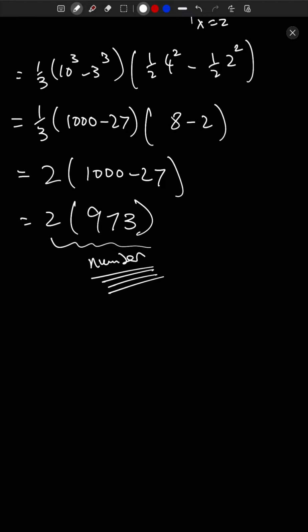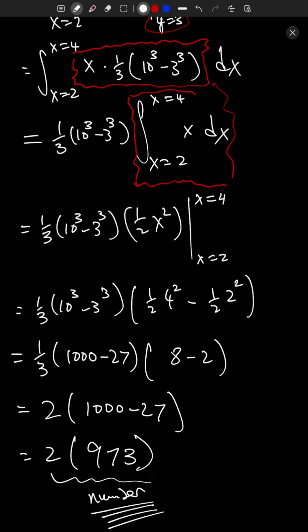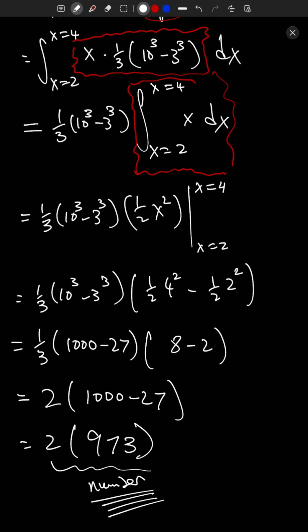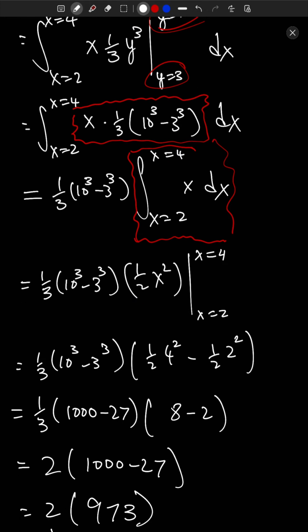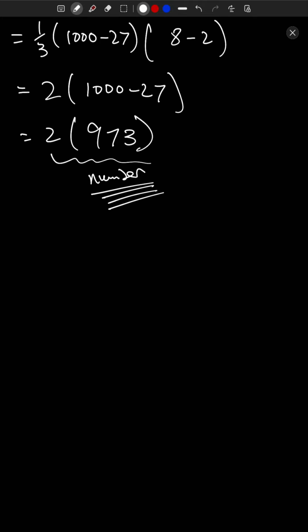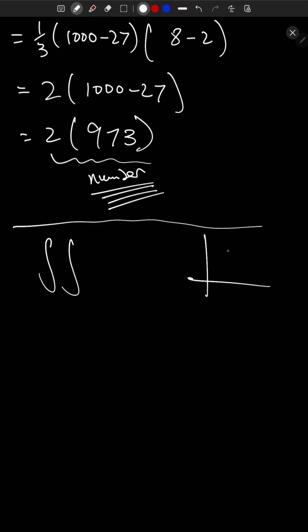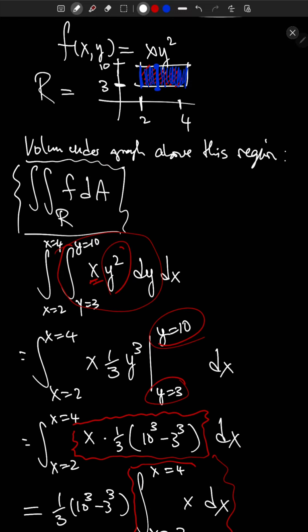In fact, with this function, everything was above the xy plane because it was just the function xy squared. But you always keep in mind that it could be legal for this to be negative. If we had done it the other way, we would get the same answer. So let me set it up the other way at least.